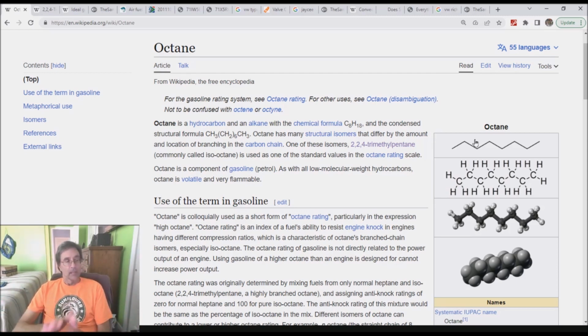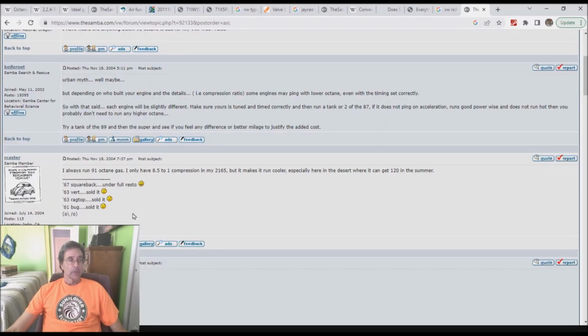And a lot of people don't understand that, so let me show you a little quote from a guy over here on the Samba. Here we go. Got a guy who's out in California. I always run 91 octane gas. I only have 8.5 to 1 compression in my 21. That's pretty high, but it makes it run cooler, especially here in the desert where it can get to 120 in the summer.